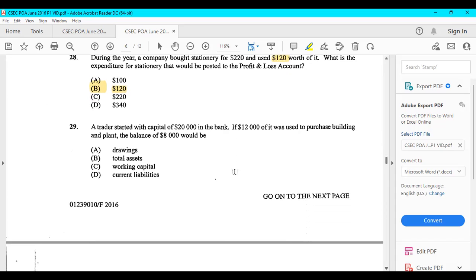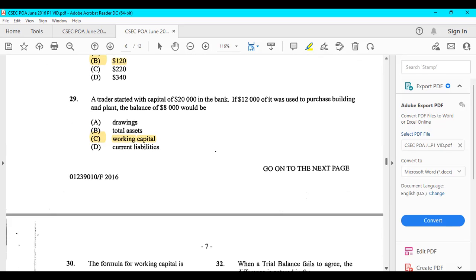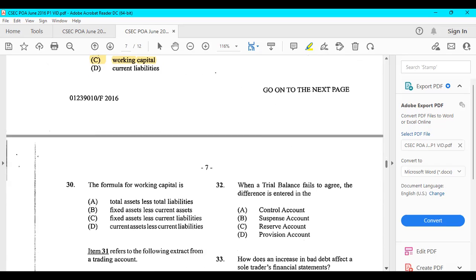29. A trader started with capital of 20,000 in the bank. If 12,000 of it was used to purchase building and plant, the balance of $8,000 would be... it cannot be drawings, cannot be total assets, cannot be current liabilities, definitely working capital. And as I just mentioned up top, working capital is the amount of money that we have available in the business that we can use readily for our day-to-day operations. And how do we get it? It's our current assets minus current liabilities.